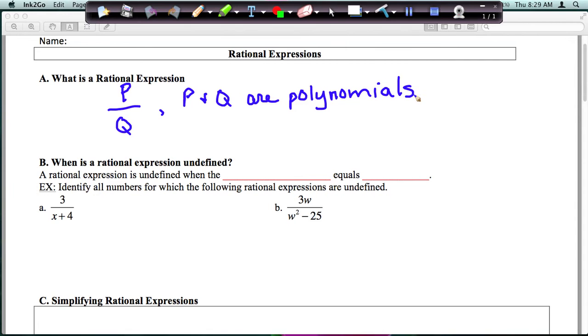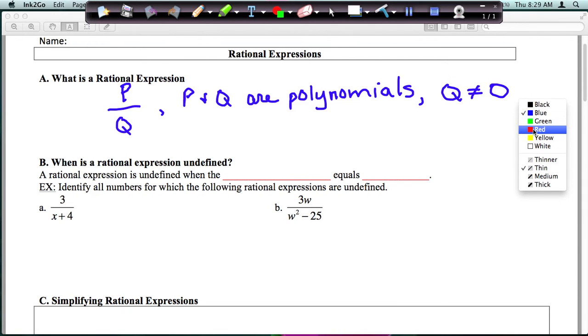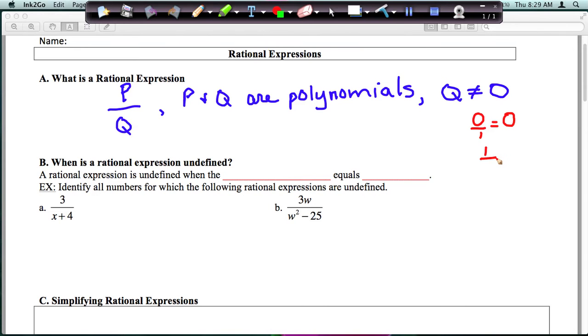The other important thing when you have a fraction is you cannot divide by 0, so Q cannot equal 0. I'll just remind you, 0 divided by anything, for example 0 divided by 1, is just 0. But when you divide by 0, so if I do 1 divided by 0, you can't divide by 0. This is asking 0 times what will equal 1, and that's not possible, so this is undefined. This is really important. We don't want a fraction that's undefined, so our denominator cannot equal 0.